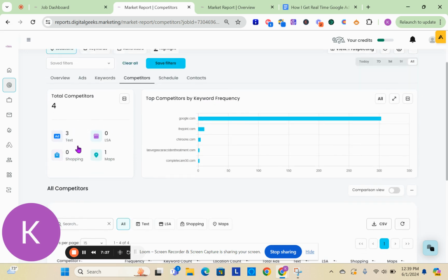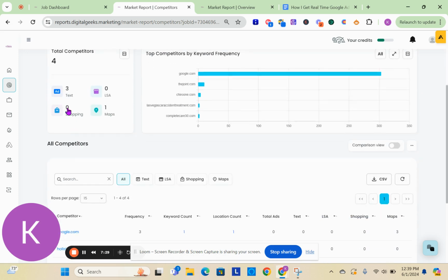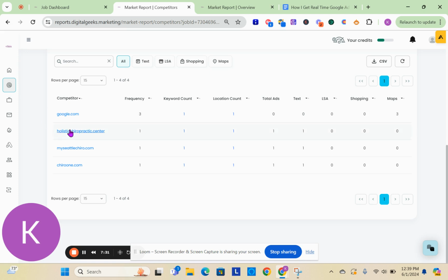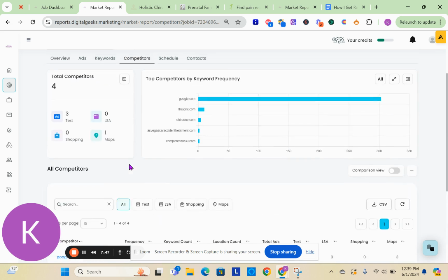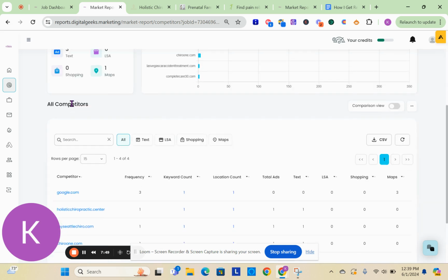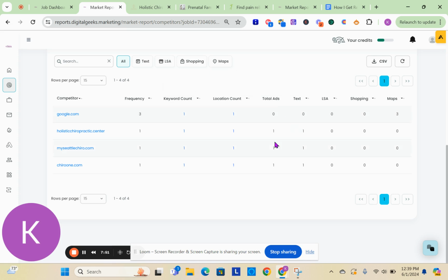So here we can see that there's 3 text ads and 1 map competitor. If we open up the 3 competitors, you can see that the keyword is chiropractor near me. You can see the location count, meaning it's only running for this city, and that's only because I filtered it specifically for this. The total number of ads is 1. The total number of text ads is 1. They don't have any local service ads.